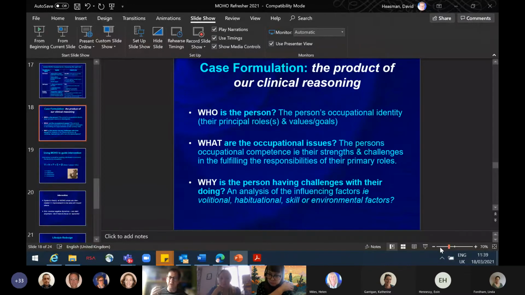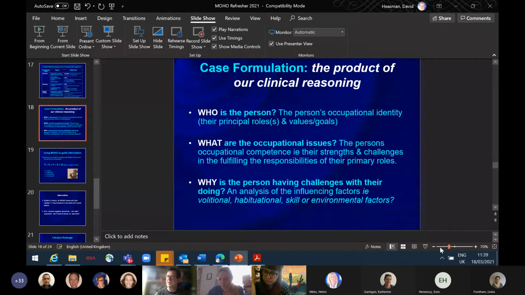And then the why bit is where we bring in MOHO to try and understand why they're having those challenges. What are the volitional, habituational, skill, and environment factors that are causing the doing problems? So this is about more than simply commenting on what people can or can't do. It's providing a dynamic analysis, hopefully, as we've just been thinking about, of what some of those challenges are and how they're working together to impair the person's functioning.